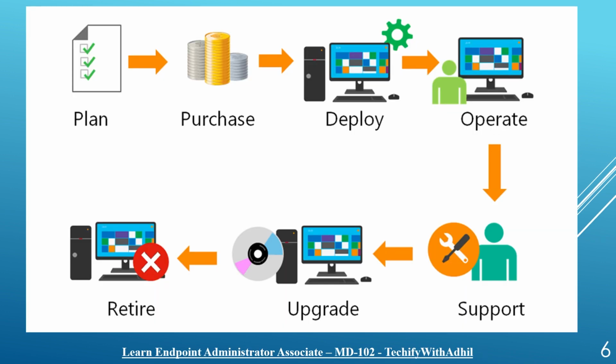So we'll see a pictorial representation of what we have seen now. The first part will be planning. Once planning is done, we go for purchasing. After purchase, we deploy. Then it goes into operation. Once operation is in, we should have a support plan. Once we have the operations running and the support is good, then after a while there must be an upgrade, and the current devices will go into retirement. So these are the phases.